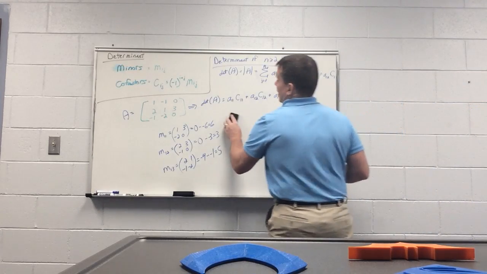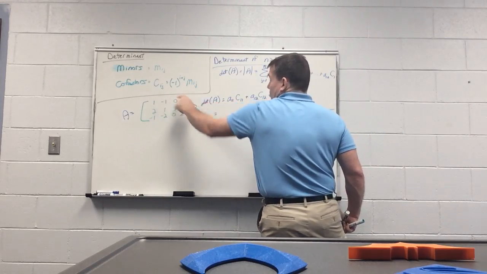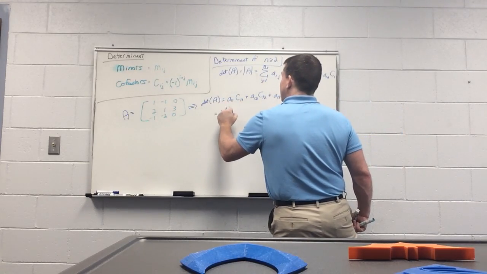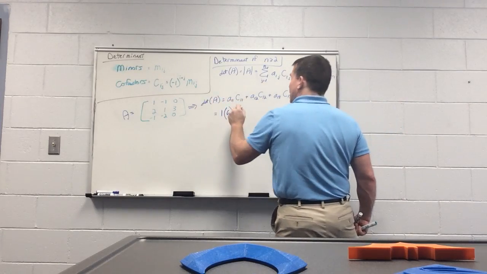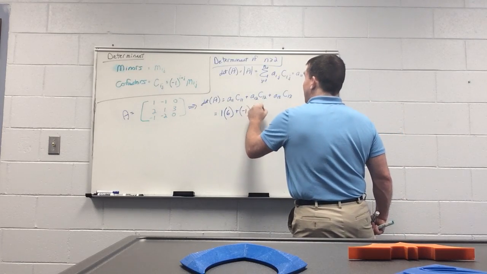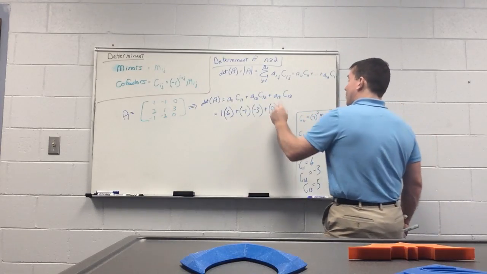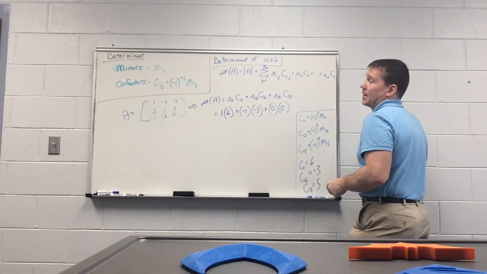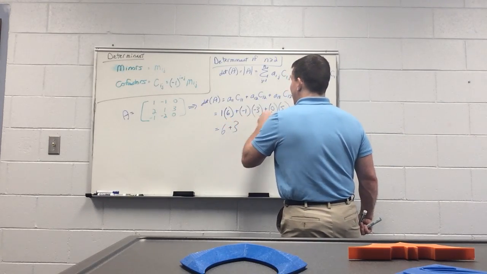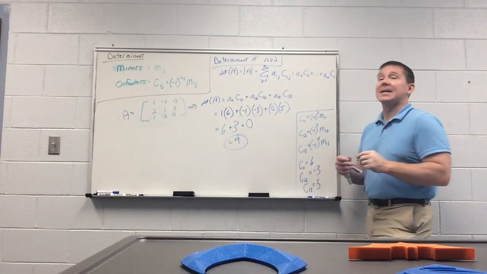Now, I can plug in. My determinant is A11, which is 1, times C11, which is 6, plus A12, which is negative 1, times C12, which is negative 3, plus A13, which is 0, times C13, which is 5. And I get 6 plus 3, which is 9, and 0 times 5 is 0, so I get 9.